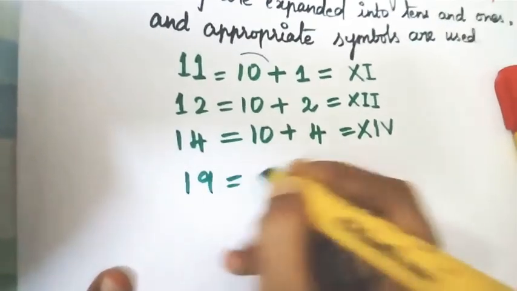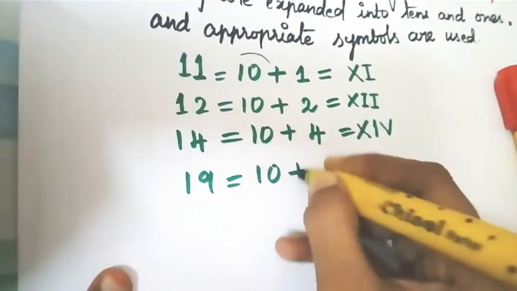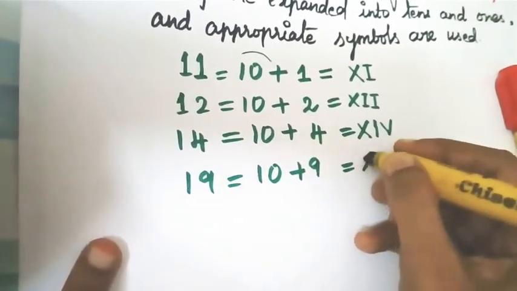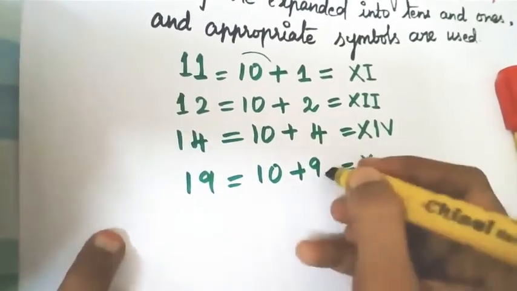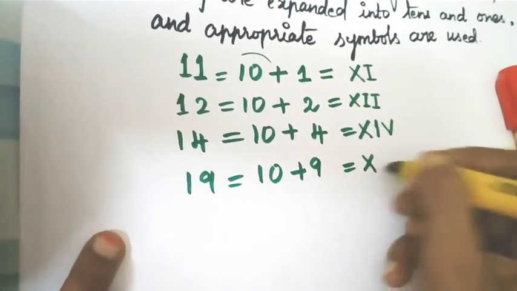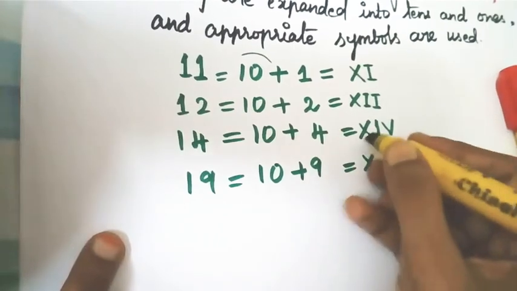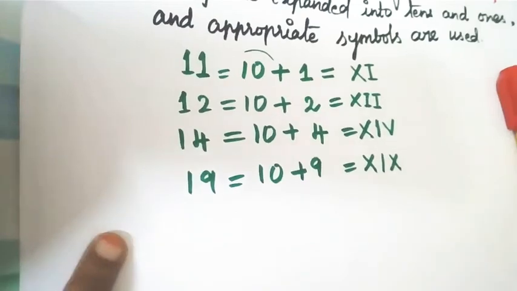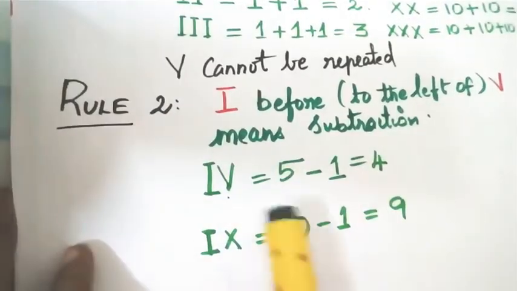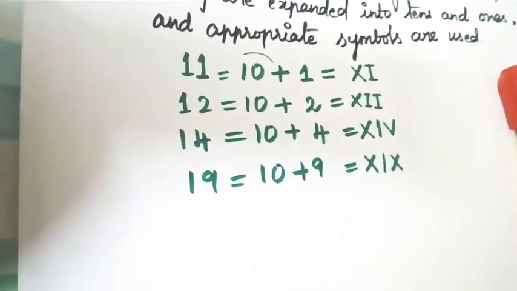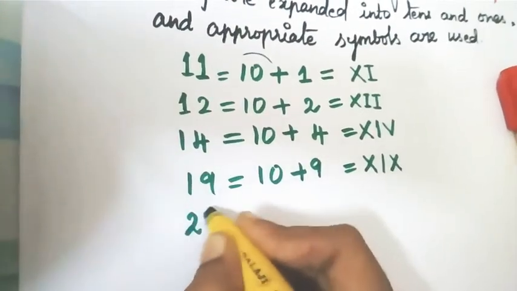Next, I am writing it for 19. 10 plus 9 is equal to 19. Then what is the symbol for 10? It is X. For 9, do you remember? If you write I to the left of X, it means subtraction and it means 9, right? So I am writing IX. See? I written to the left of X, which is equal to 9. This is what we have done.